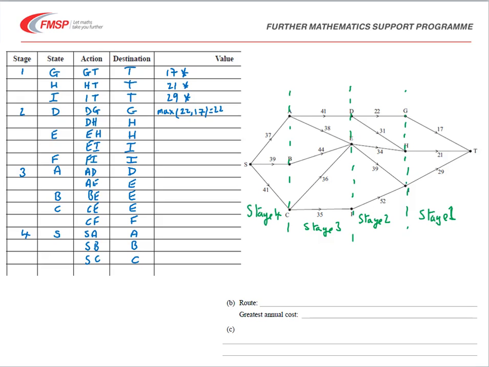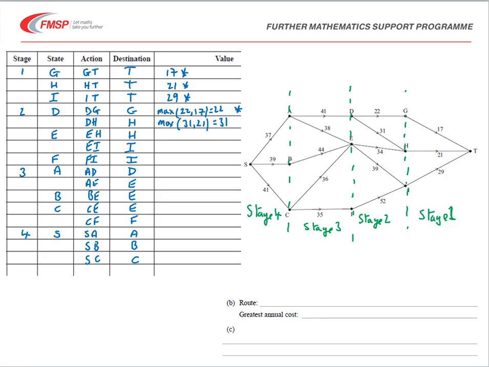If we look at the action DH from D, then the action is equal to 31 and H has a value of 21, so we want the maximum of 31 and 21. And of course the maximum of those is 31. Now we've got to indicate the smallest maximum for that state D, so that therefore is the 22, and that appears with an asterisk.